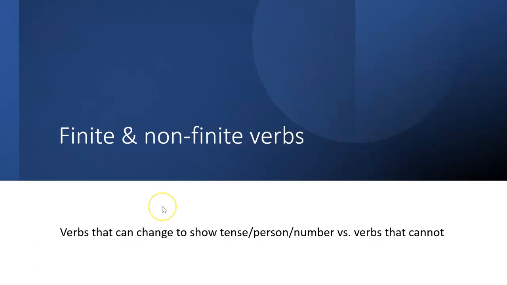Alrighty. This will be a bit more complicated, but I think once you see the pattern and how it works, it becomes really pretty easy. Here we're talking about finite and non-finite verbs. That is, verbs that can change to show tense, person, or number. These are finite. Versus verbs that cannot change. They're non-finite. Well, let's look at examples. I think that always helps, right?